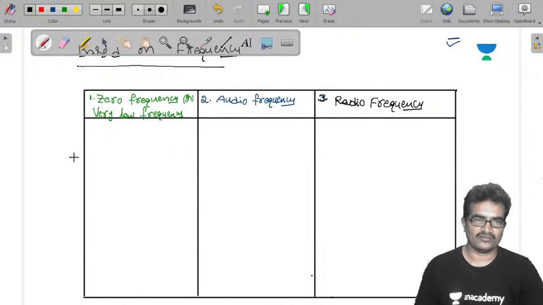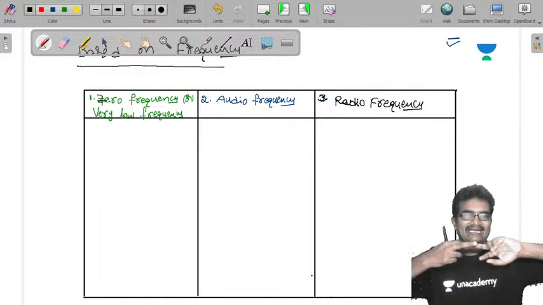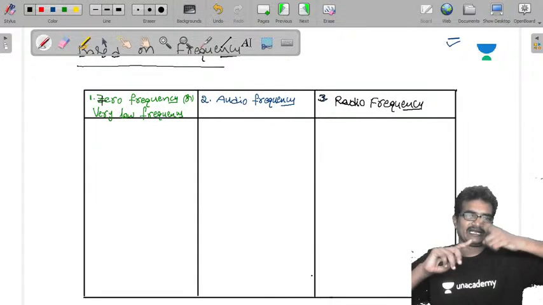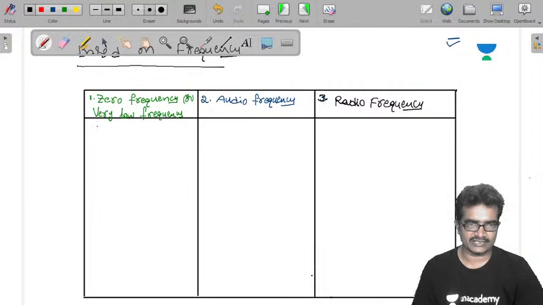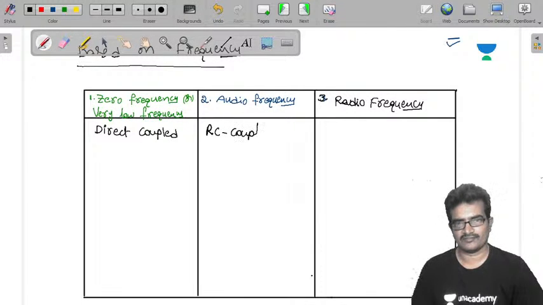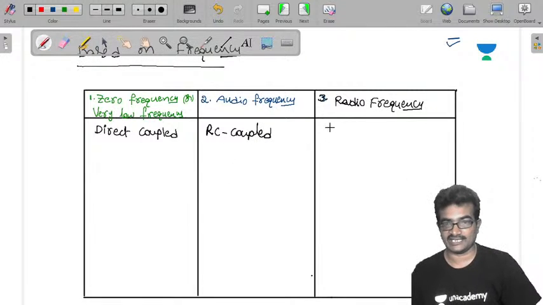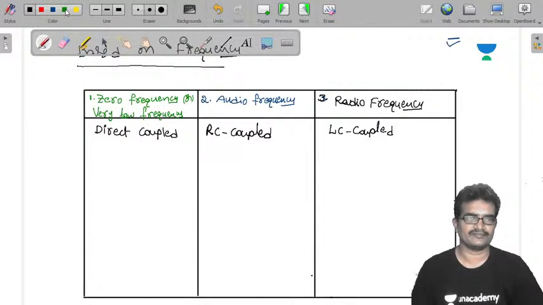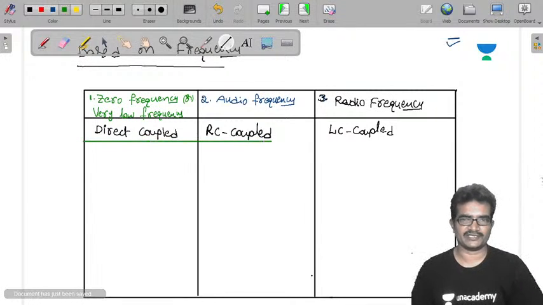Now I'm going to define and represent each and every point for these three classifications. First of all, zero frequency or very low frequency uses direct coupling. To couple directly, you have to connect them, no coupling element is needed, that is direct coupled. Audio frequency is RC coupled, and radio frequency is LC coupled. So this is the first point.